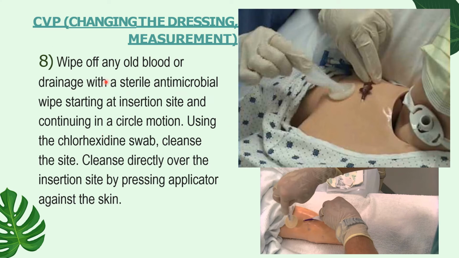So now you can wipe off any old blood or drainage with a sterile antimicrobial wipe, starting at insertion site and continuing in a circle motion. Using the chlorhexidine swab, cleanse the site. Cleanse directly over the insertion site by pressing applicator against the skin, as you can see in the picture. So this is the catheter, and this is how you will clean the old blood using your special sponge. Okay, in a circle motion, okay, over the insertion site.